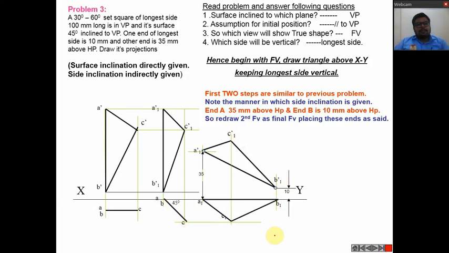So this was the last step, and in the previous problem and in this problem the only difference is, in the previous problem the angle was given with respect to HP, but here it is not given. Instead of that, the distance of 2 corners of the longest side is given with 10 mm and 35 mm respectively. So we can draw this problem in this manner.